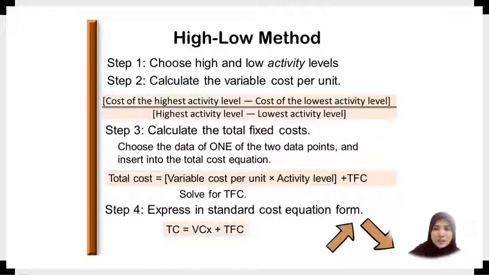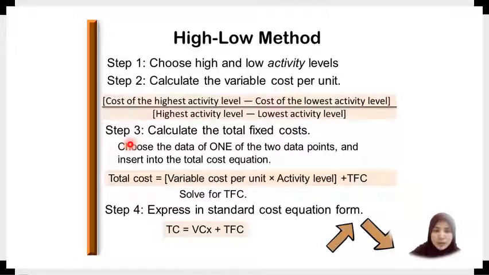Okay, these are the steps to use the high-low method. On the first one, we have to choose the high and low activity level. Activity level here refers to the unit of production. And the second, we calculate the variable cost per unit. So what is the formula? The highest cost minus the lowest cost, divided by the highest activity level, the highest unit, minus the lowest activity level, the lowest unit. And from this formula, you can find out the variable cost per unit, right?